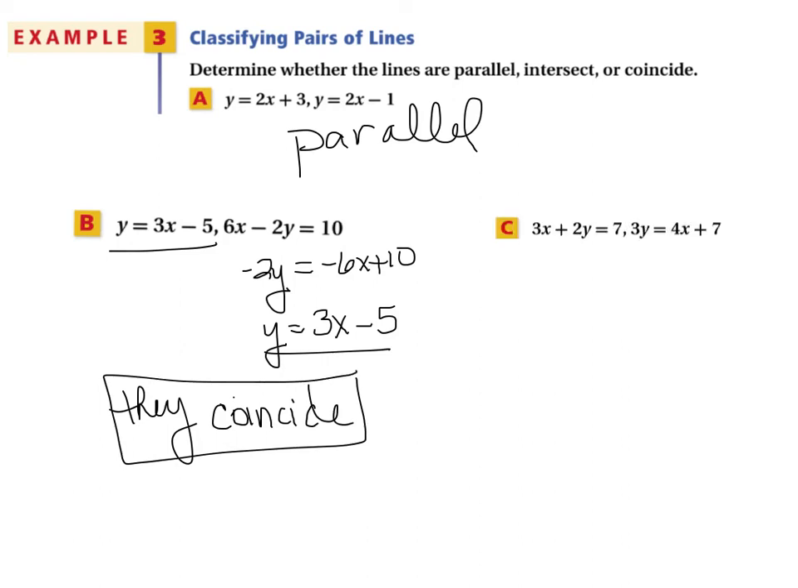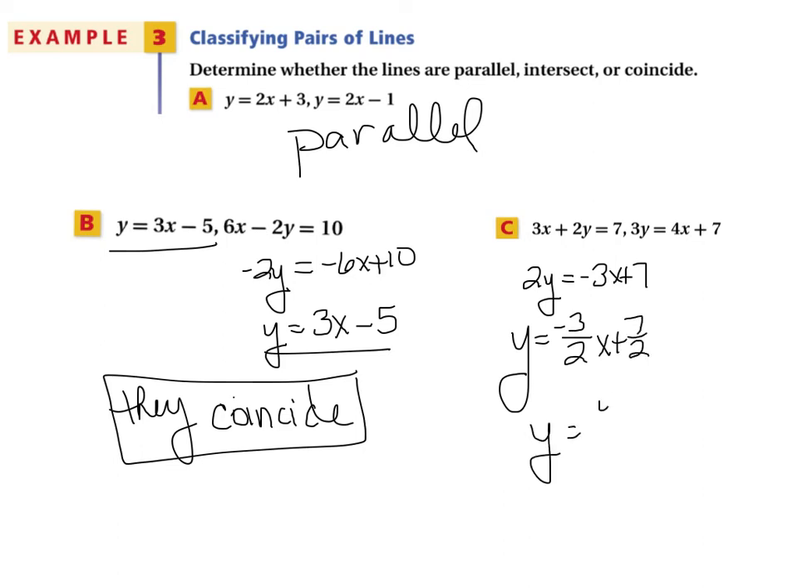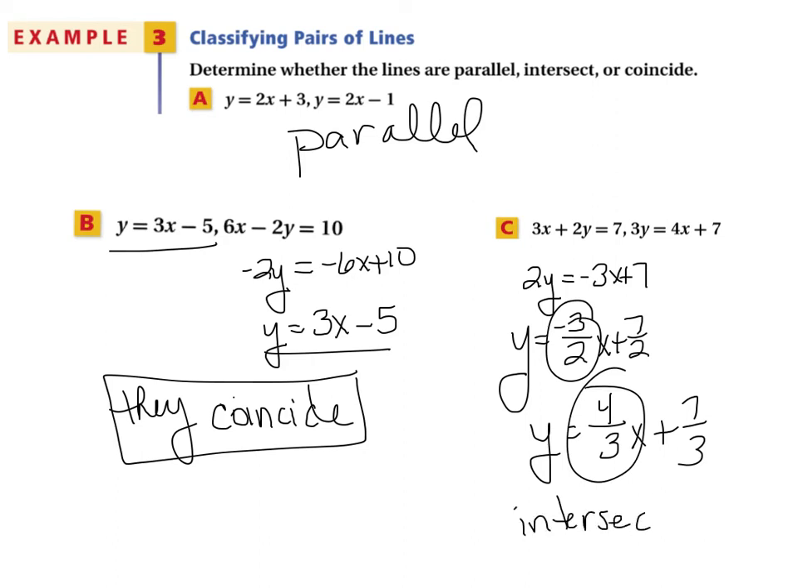So now in the next example, let's solve them for y. The first one is going to give us 2y equals negative 3x plus 7. Divide by 2. That gives me negative 3 halves x plus 7 halves. The other equation, if I just divide everything by 3, gives me 4/3 x plus 7/3. Instantly, we have different slopes. Different slopes means that the lines just intersect.